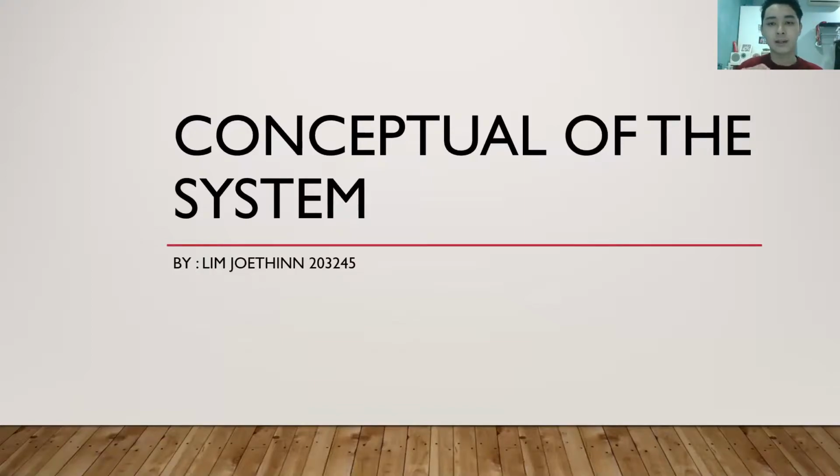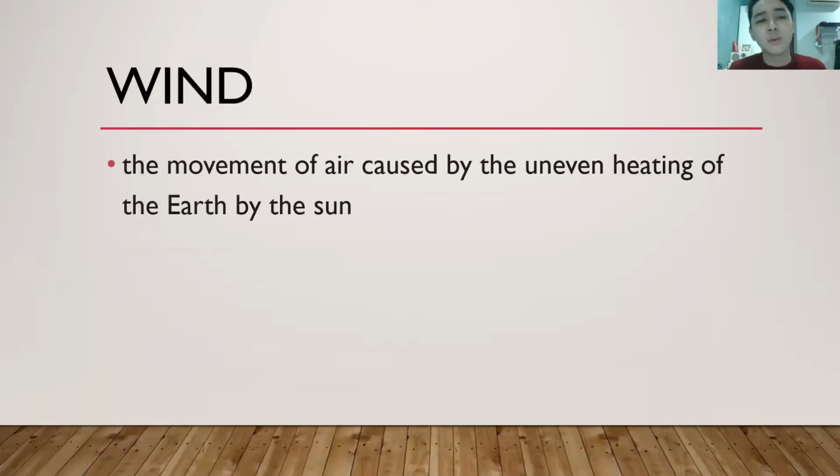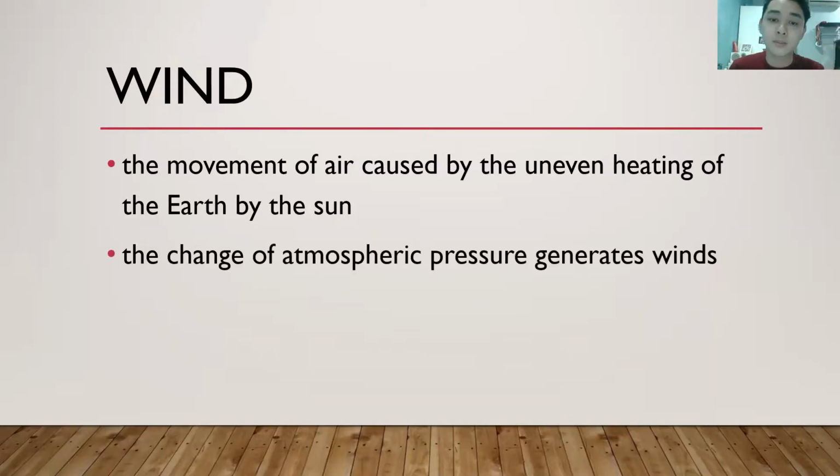In this part, it will be divided into 5 little parts. Without further ado, I will start with the first one, which is wind. So what is wind? Wind is the movement of air caused by the uneven heating of the earth by the sun. It is a very amazing thing: it is strong enough to sail a ship across the wide ocean and even tear down a tree on the ground. The change of atmospheric pressure generates wind. In general, the wind blows from areas of high pressure into areas of low pressure.